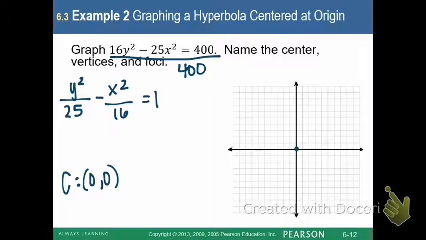Careful, I look under the x's to tell me left and right. So that's the second piece here. So I'm going to be going left and right. Again, I take the square root. So left and right 4. Up and down, I look under the y's. Take the square root. So up and down 5.